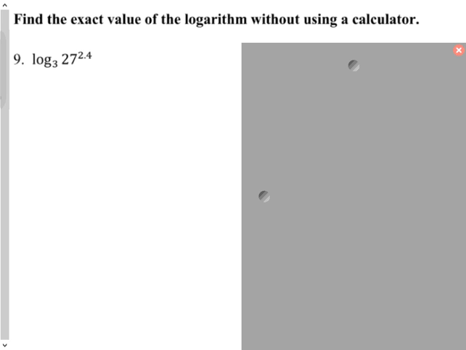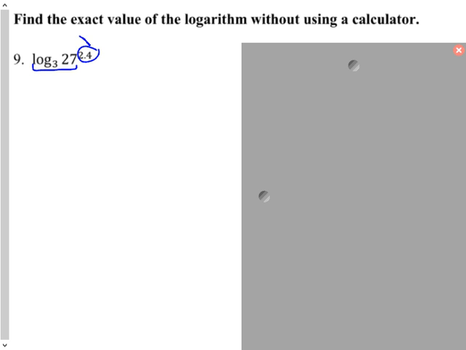Today's lesson is wrapping up lesson 3.3 from yesterday. We've got find the exact values of log without using the calculator. As a reminder, yesterday we were using some of those logarithm condensing and expanding rules. So this first part, log base 3 of 27, is something we can deal with.